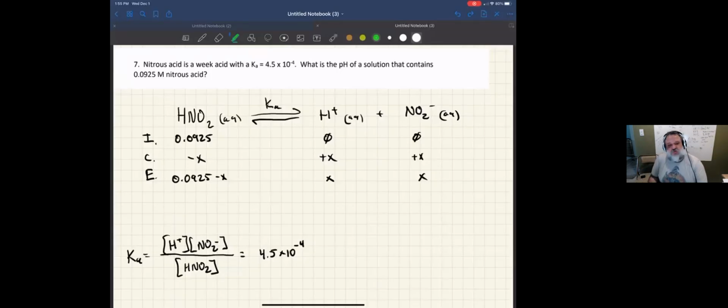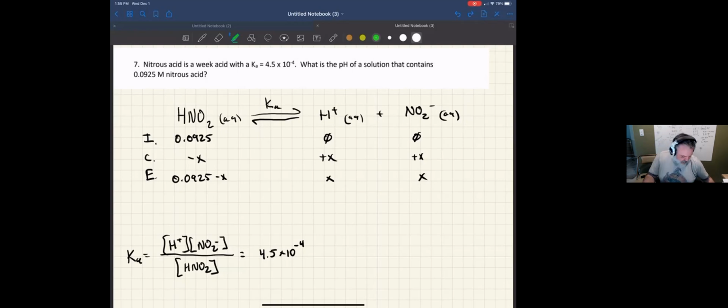Okay, here's another question about a weak acid. The point of this question is to discuss the difference between being able to make an assumption and not. Now, we have nitrous acid here. It has a Ka of 4.5 times 10 to the negative fourth. It's a little bit larger than, say, acetic acid. And we're going to start off with a concentration of 0.0925 molar nitrous acid.